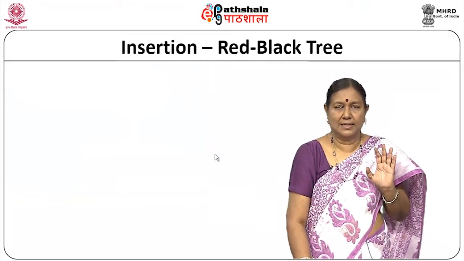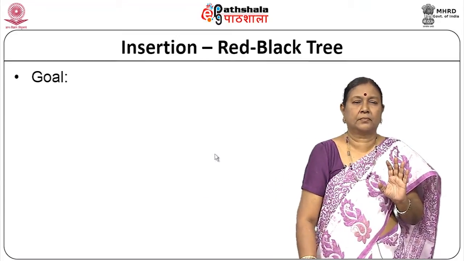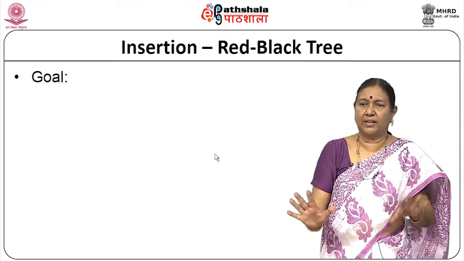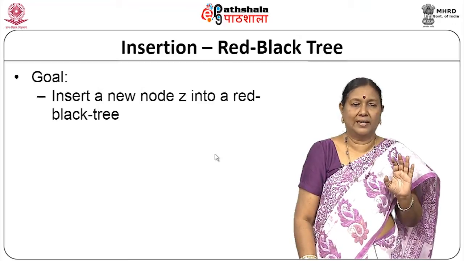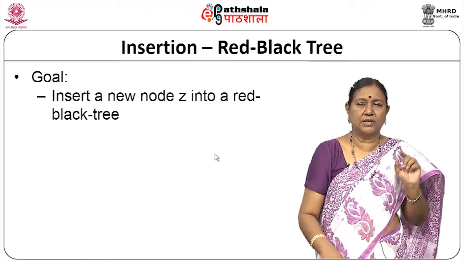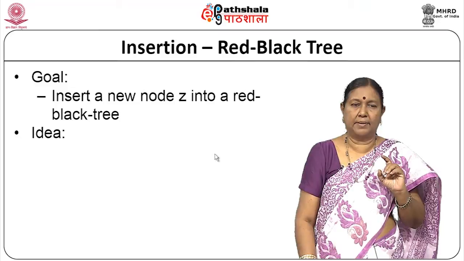Now, let us look at insertion in a red black tree. So, the goal is left rotate; right rotate is similar to what we saw before. We have not spoken about the color yet, we will come to that. So, suppose we insert a new node z into a red black tree.